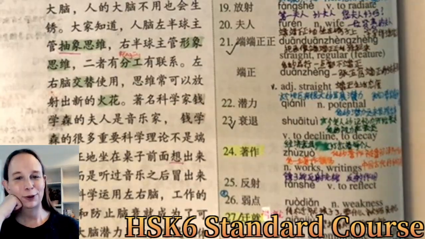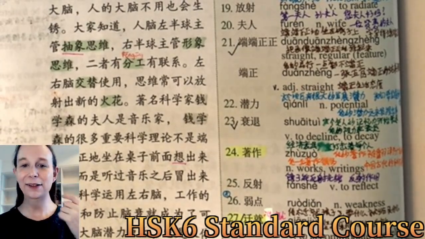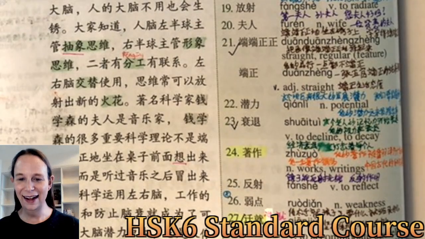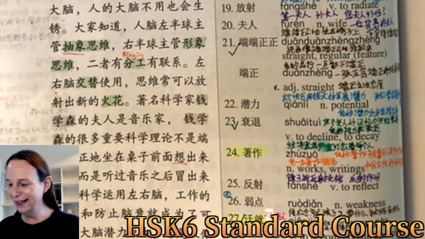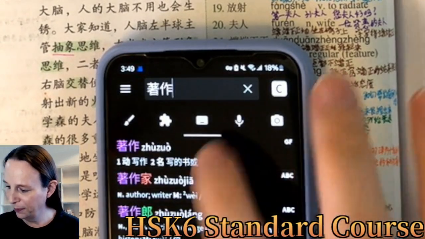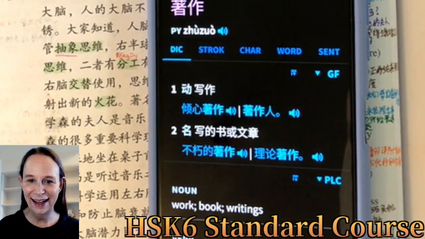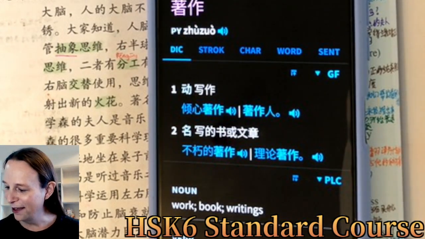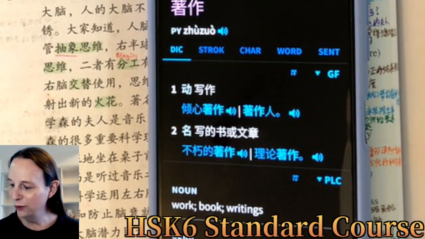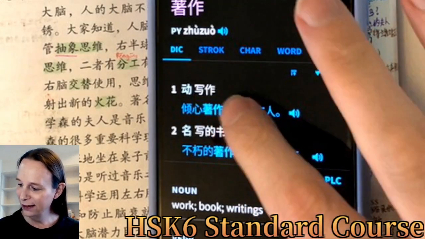Yeah, 著作. I don't know. 写作 also counts as writings. I don't know. Why does this word exist? 著作. Yeah, it literally means 写作. Okay. 著作人 will be author, right?